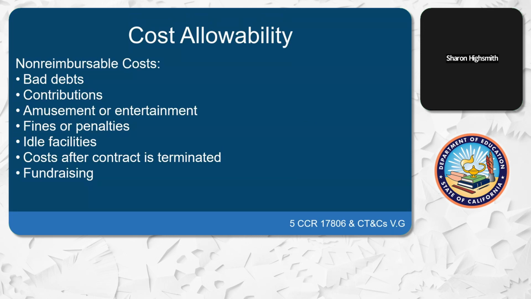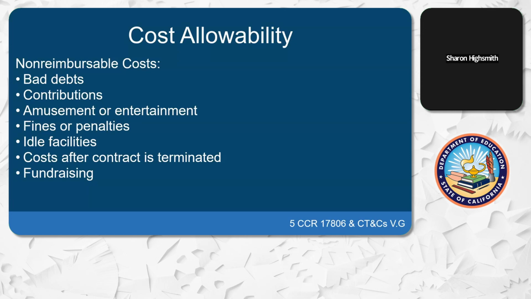State Regulation Title V, Section 17806 identifies approximately 20 non-reimbursable costs. From an audit standpoint, we will review the general ledger for these specific types of costs. I'll go through a few of these cost examples. For one, idle facilities. If an old building or portable are not being used for the program, then any cost associated with that is non-reimbursable.